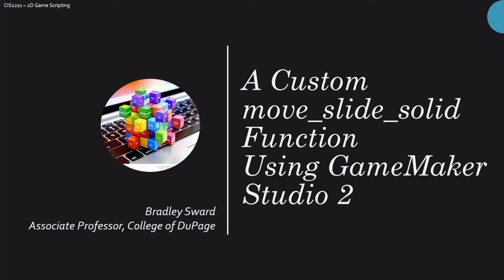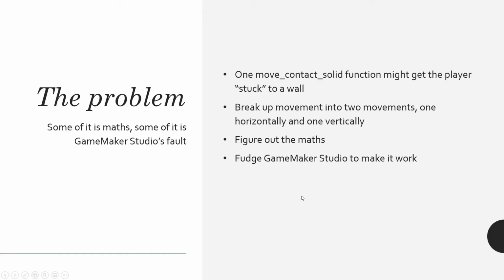This video is going to take a look at a custom designed move slide solid function. And the reason for this is pretty obvious if you've been working with my other videos, or maybe it's become obvious to you if you are experienced using the move context solid function inside of GameMaker. So what are we trying to accomplish?